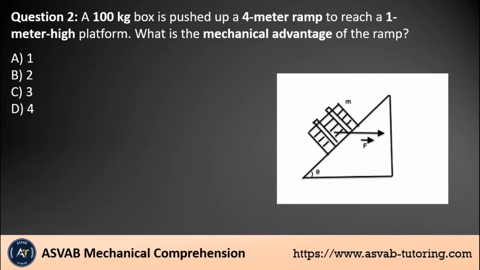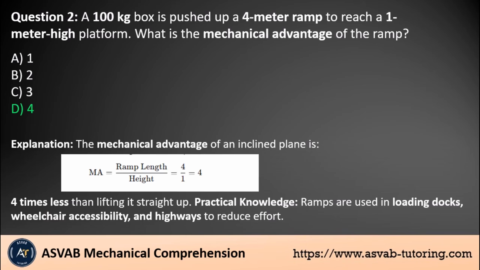Question 2. A 100 kg box is pushed up a 4-meter ramp to reach a 1-meter high platform. What is the mechanical advantage of the ramp? Option A, 1. Option B, 2. Option C, 3. Option D, 4. Correct answer is Option D, 4.